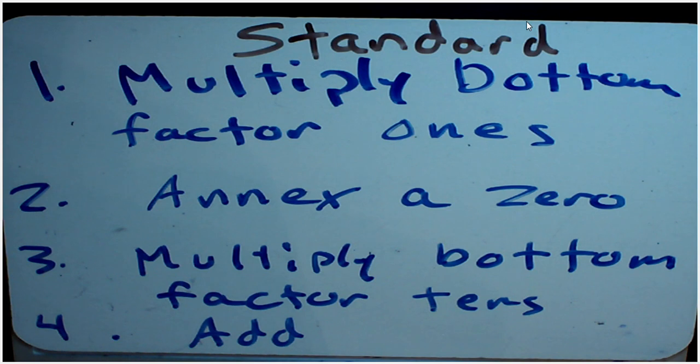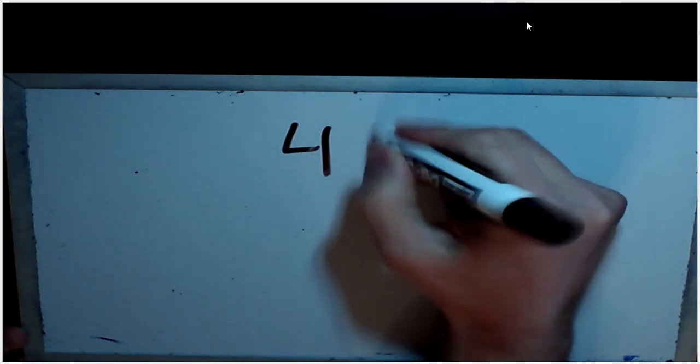So the steps for the standard algorithm: first, you're going to multiply the bottom factor's ones. You're going to annex a 0. You're going to multiply the bottom factor's tens and then add. And I'm going to show you what that means. We'll go step by step through this. So let's look at the factors 41 and 12. I'm actually going to turn this vertical so I have room. So we have 41 times 12.